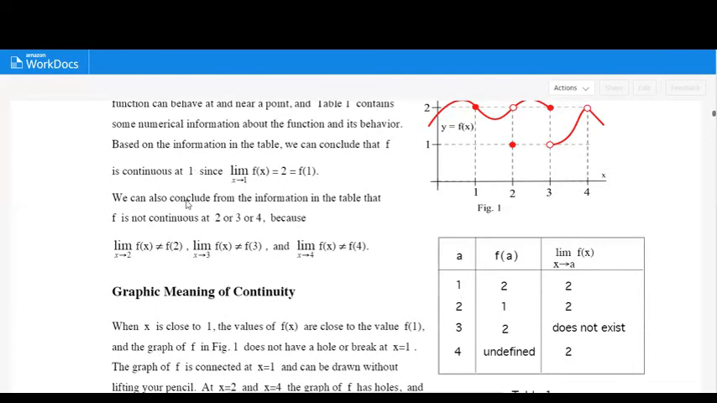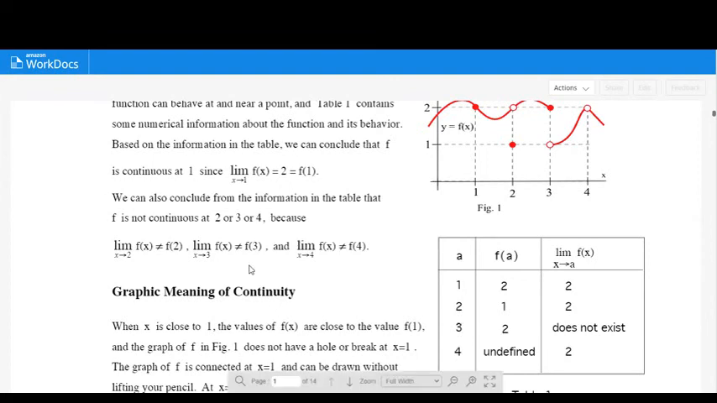We can also conclude from the information in the table that f is not continuous at 2 or 3 or 4. So hindi siya continuous dito at a equals 2, 3 or 4. Kasi nga they are not equal. Itong f of a at saka ang limit ni function as x approaches a yan, hindi siya equal. So the function is discontinuous at a equals 2, 3 or 4.